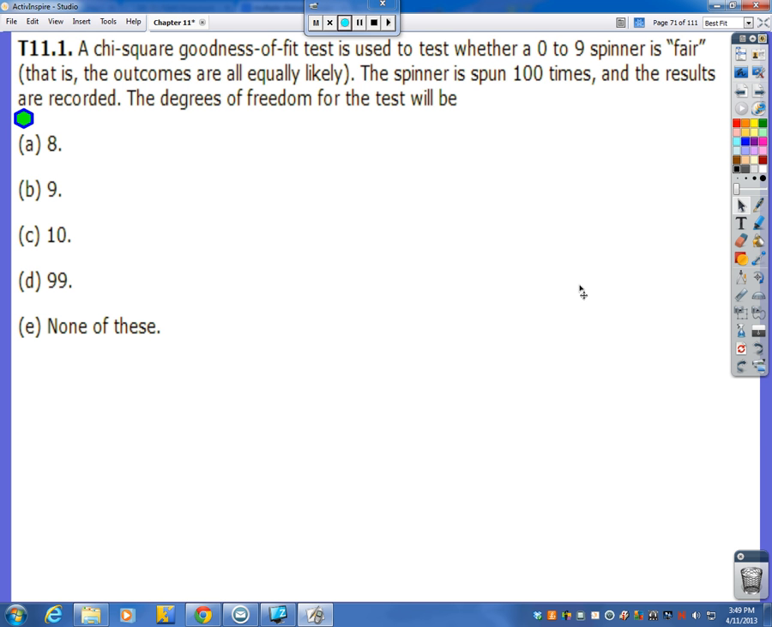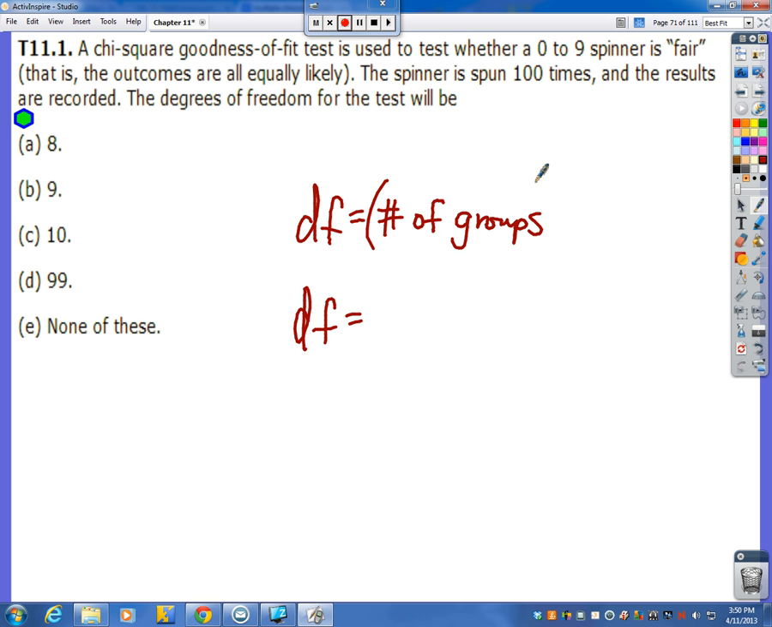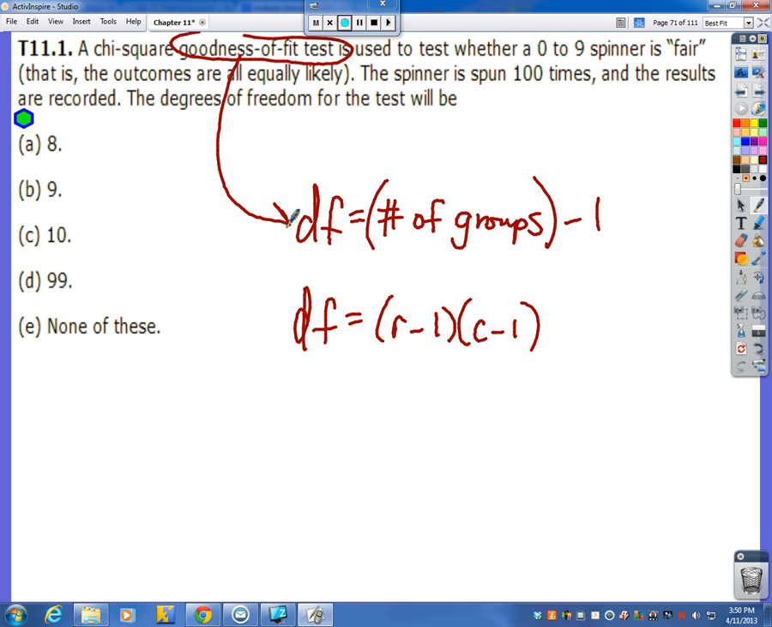Well, there's two ways we did degrees of freedom for our three different kinds of chi-squared tests. We had number of groups minus 1, and we also had row minus 1 times column minus 1. Well, for a goodness of fit test, we specifically had to use this formula, number of groups minus 1. Now, how many groups do we have in this problem?